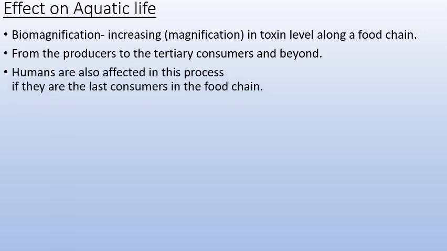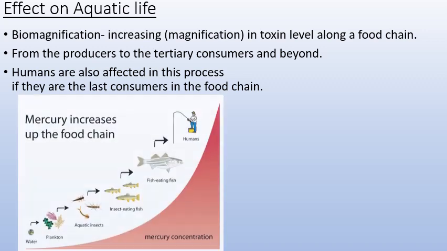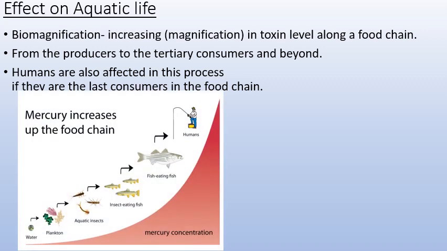Humans are also affected in this process if they are the last consumers in the food chain. This most probably happens when we consume aquatic animals and those aquatic animals have consumed smaller aquatic animals, and there has been a toxin level. It magnifies along the food chain and it comes to humans at the highest point. So here is a picture which clearly indicates from water to plankton to aquatic insects to insect eating fish to fish eating fish to humans.